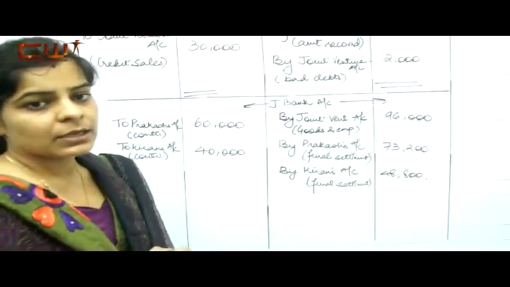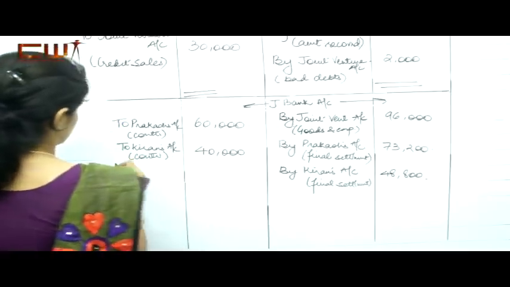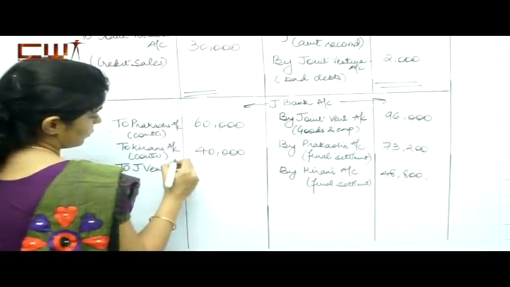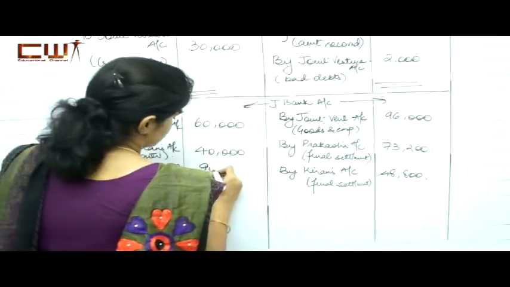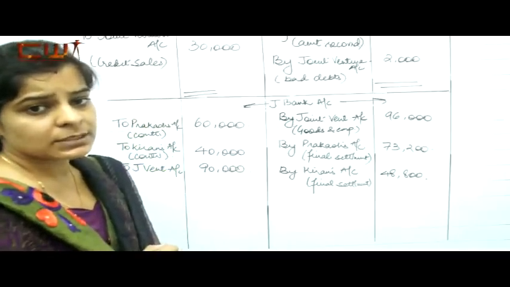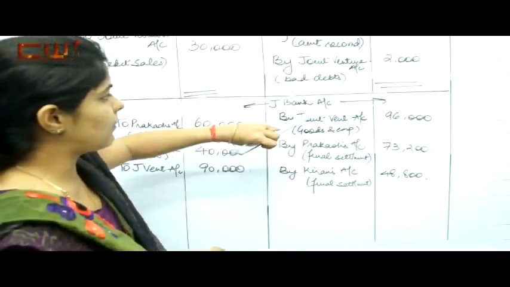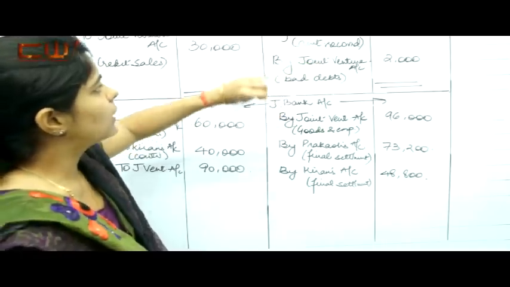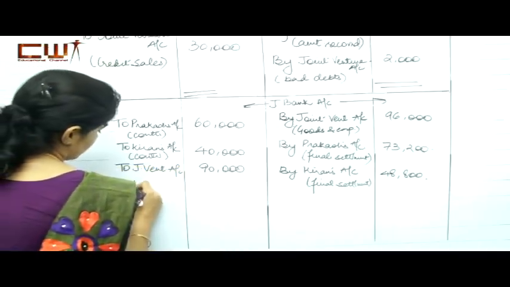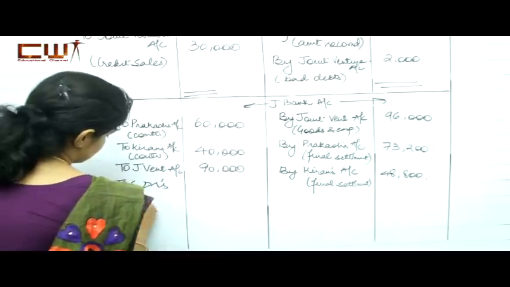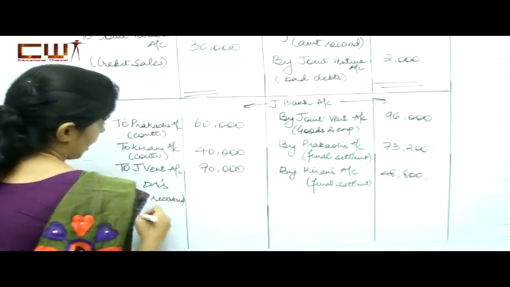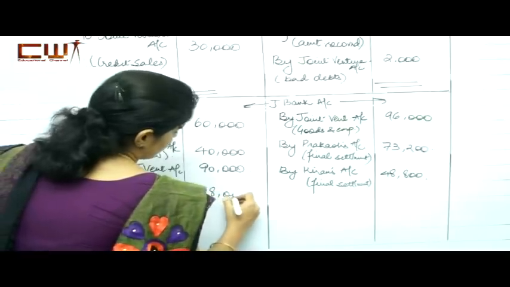What else was there? You had the sale proceeds, joint bank account to joint venture account. How much? 90,000. So this will appear on this side. What entry did we do for the debtors amount that we recovered? The recovered amount had gone to the joint bank account, debit to sundry debtors. So you will write here, to sundry debtors, amount recovered. How much was recovered? 28,000.